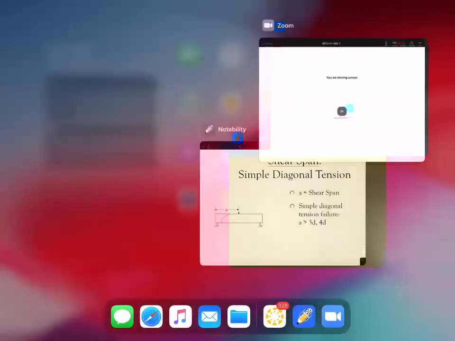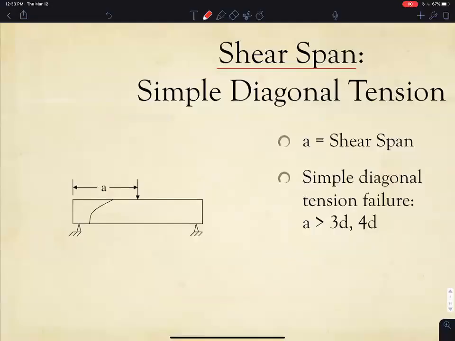We just went through classical mechanics, normal and shear stress, My over I, VQ over IT, and decided that that would not be applicable to reinforced concrete beams, A, because of the shear reinforcement, and B, because the concrete beams will crack. Next, what I want to do is talk about some observations that have been made about the effect of shear span. And the first thing I want to talk about is simple diagonal tension.